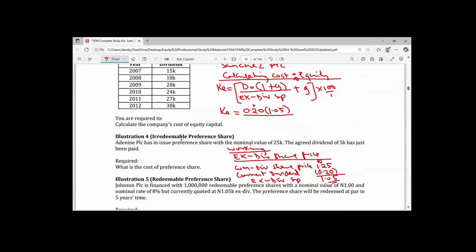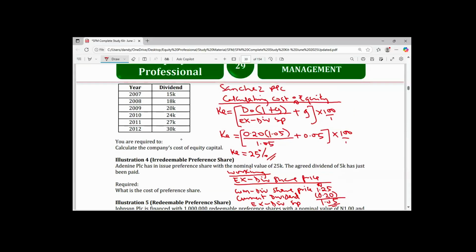At this point, I can then proceed to calculate the cost of equity. So here will be the 1.05 plus the growth rate of 5%, 0.05, everything multiplied by 100%. A wise student should have gone ahead, before I ask you for the figure, to give me the answer. What do you have in your calculator? 25%. Yes, 25%. Thank you. That's the cost of equity for Sanchez PLC. The cost of equity of Sanchez PLC is 25%.